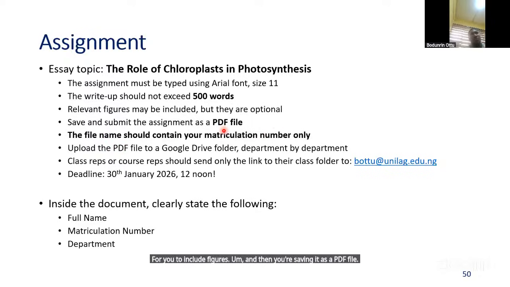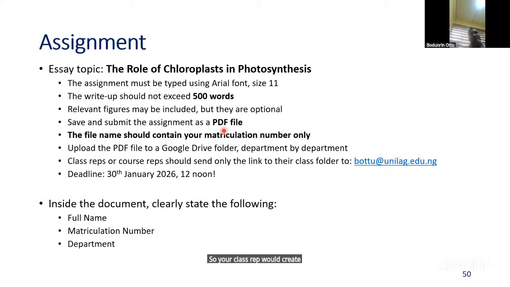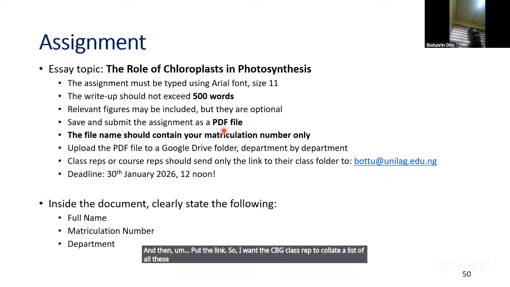You're going to submit class by class. So your class rep will create a Google Drive folder and then put the link. So I want the CBG class rep to collate a list of all these links and send to my email. So there will be one document. So only one person is writing me an email. Please listen to this instruction very well. Only one person, which is CBG class rep.